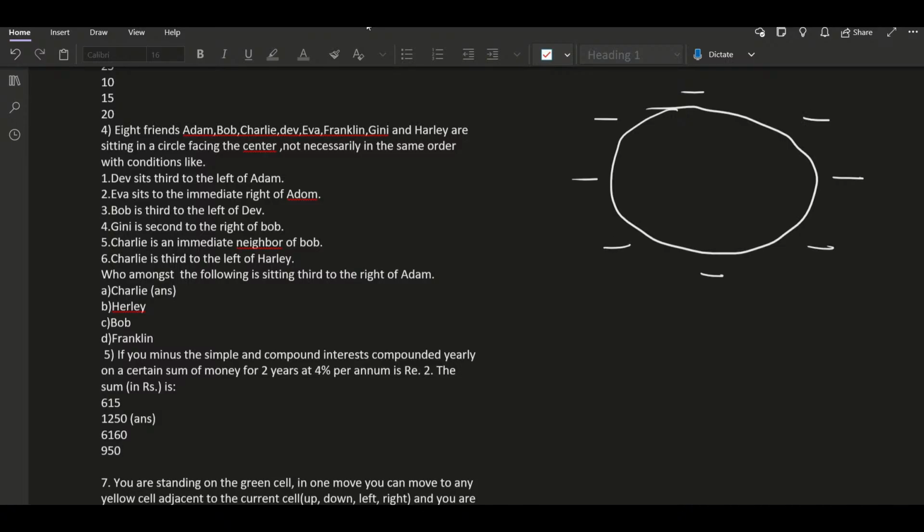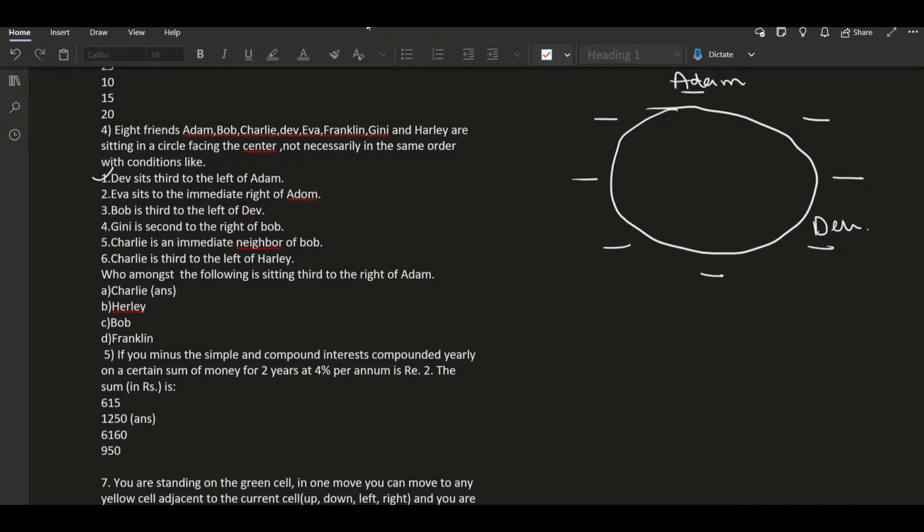These are the 8 friends, right? What we have said in the first condition is that Dev sits third to the left of Adam. Let's suppose Adam is sitting here. Since they are facing the front of the table, the left side will be this side. So Dev sits third to the left of Adam, and the third position will be here, and he will be sitting at this position. From the first condition we have done.